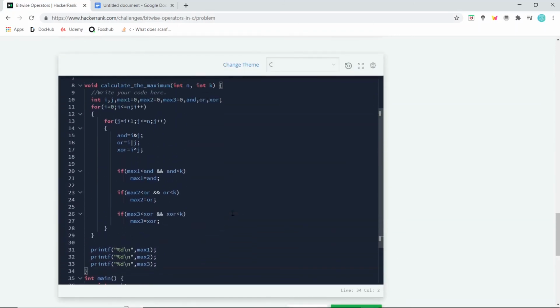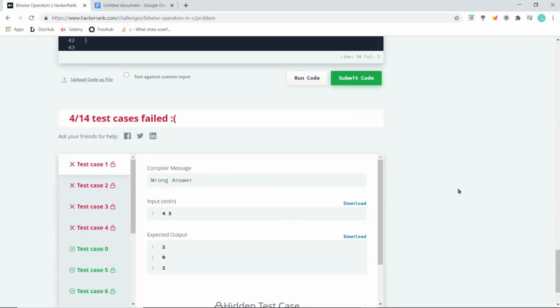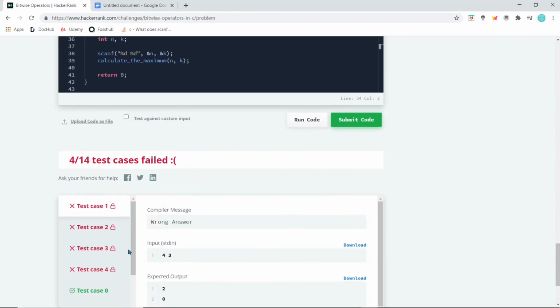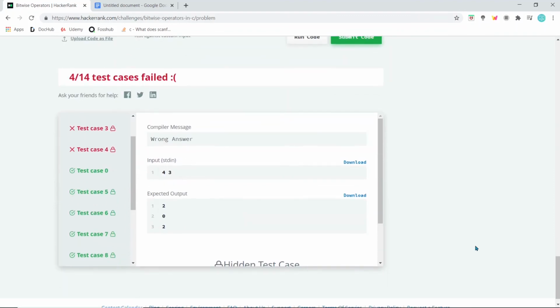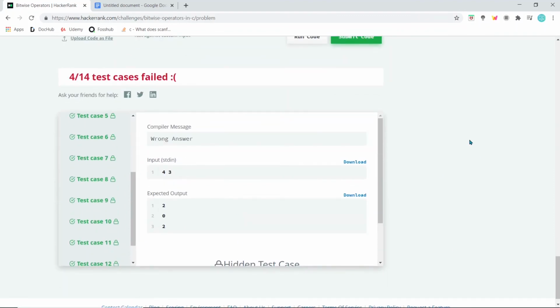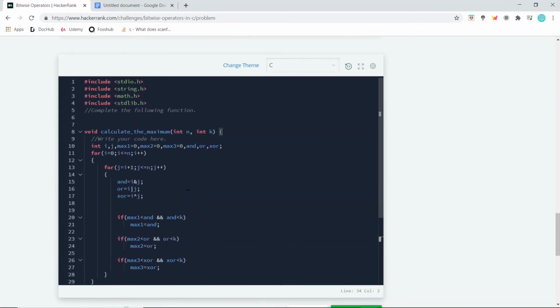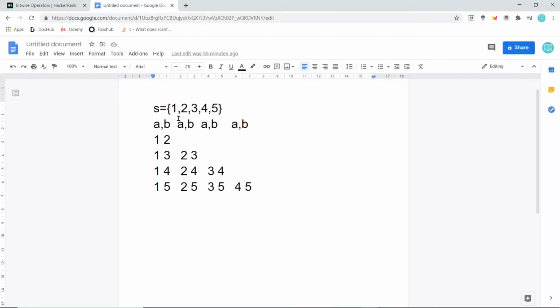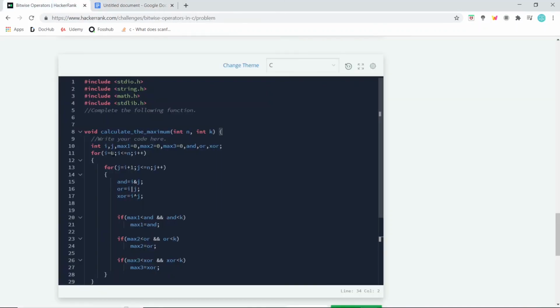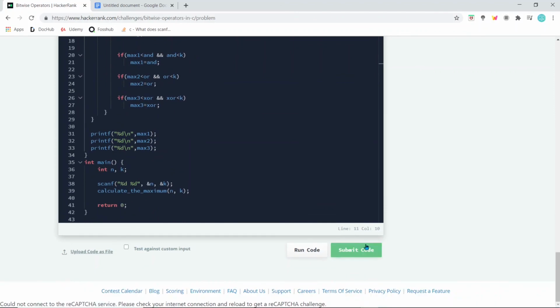Let us evaluate this once again. Okay, there was a slight mistake in our code. That is why we had 4 failed cases. Now I'll show you what the error was. We were starting this loop with 0. The counter I was supposed to start with 1. Here we see the value of A starts from 1. Okay, it goes on to 4. Right? Now here we had the value of I is equal to 0. We'll replace this with I is equal to 1. And we'll submit the code again.